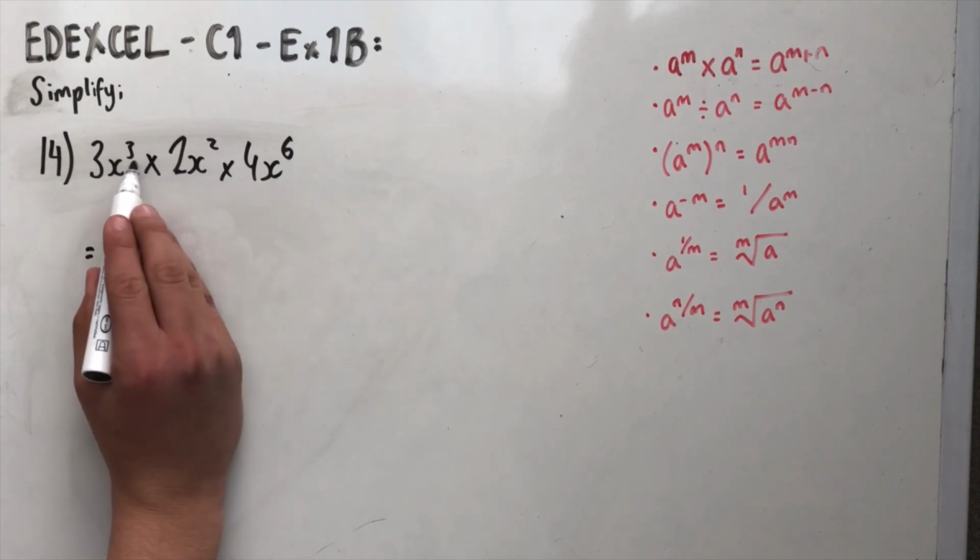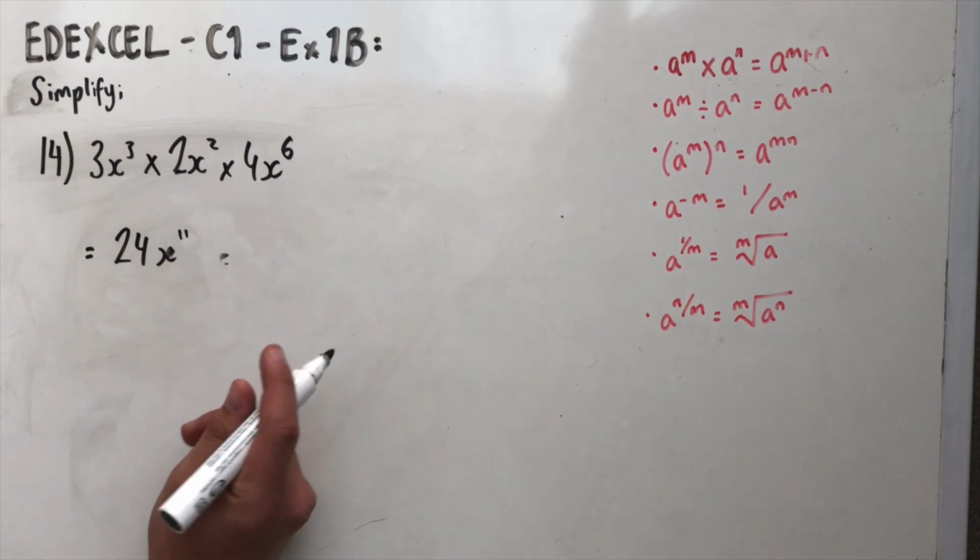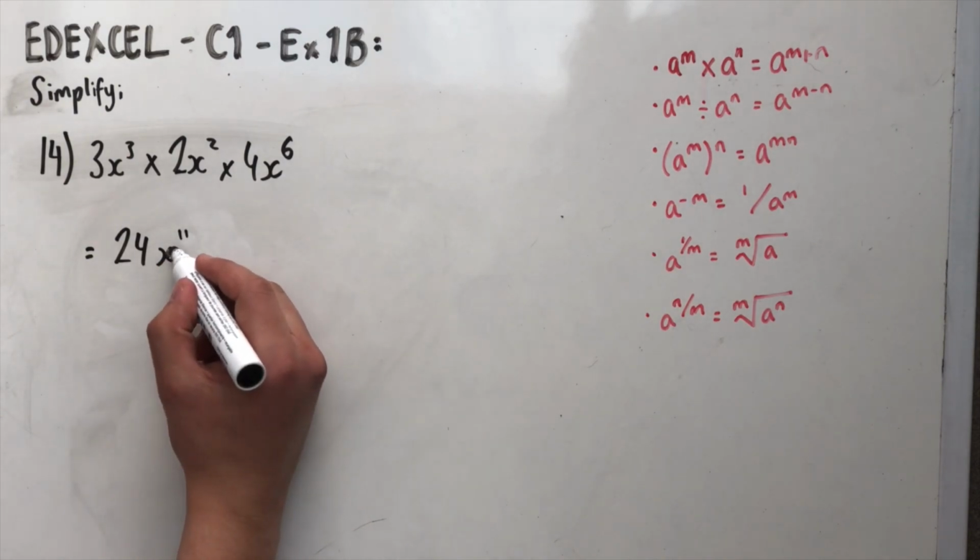So we have 3 times 2 times 4 is 24. Dealing with the x's, we have x to the power of 3 plus 2 plus 6, which equals 11.